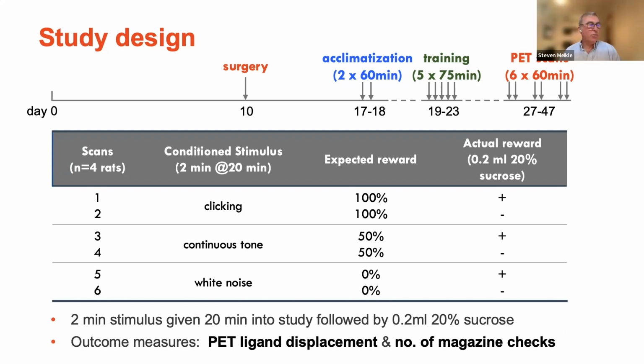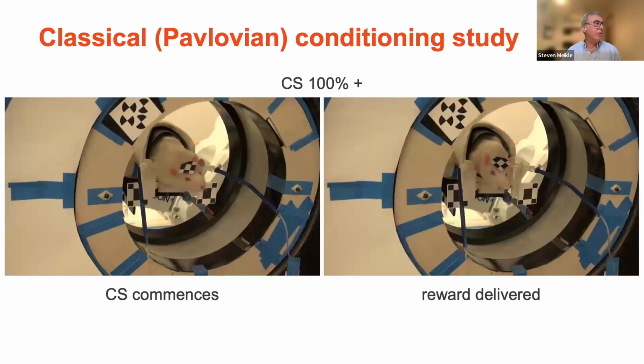And the stimulus lasted for 2 minutes, and it occurred at 20 minutes after tracer injection. And the reward was just sugar water. And the outcome measures from this study were the PET ligand displacement, so the dopamine curves, and the number of magazine checks. So there were 2 magazines. You'll see that in the video here.